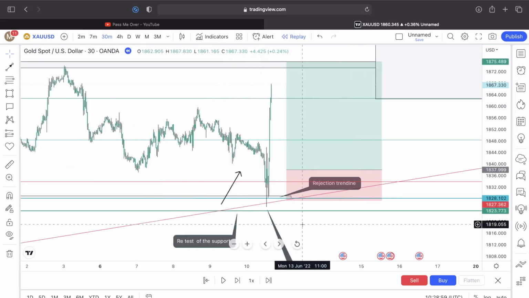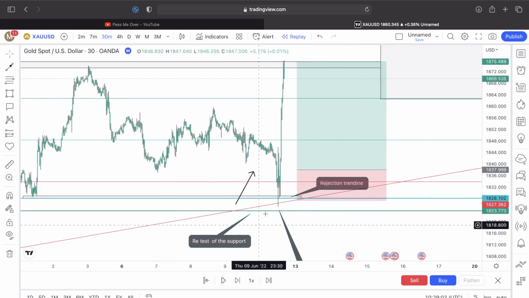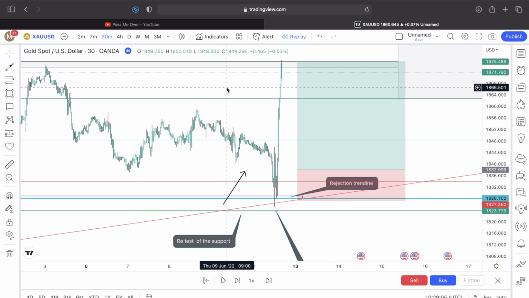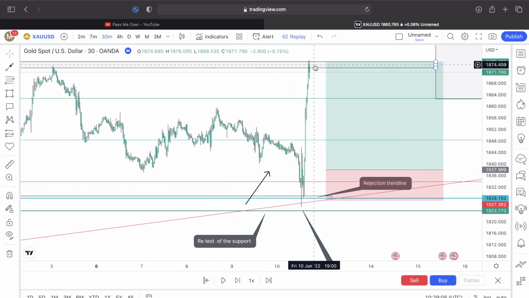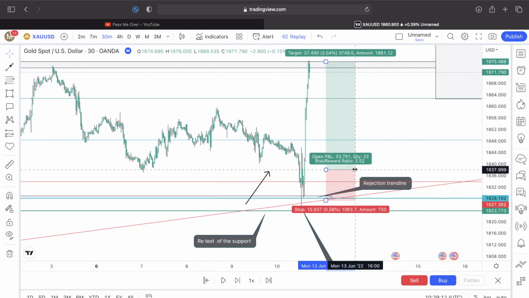Oh, sorry, we're not there. One candle, two candles, so that's it. So now we have a rejection area. I read our area, we took our money, boom, our first trade worked. That's our first winning trade.